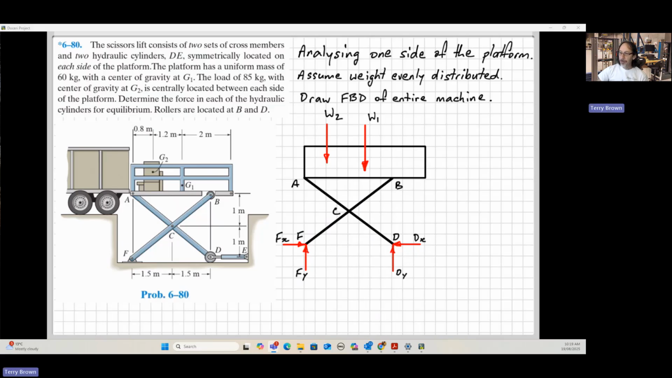So let's give them all some labels so that we can refer to them in our equations of equilibrium. I'm just going to call this Dx and Dy at point D here, and Fx and Fy. All right, let's put on some dimensions on our free body diagram so that we can refer to those when we're calculating the moments of all of the forces.